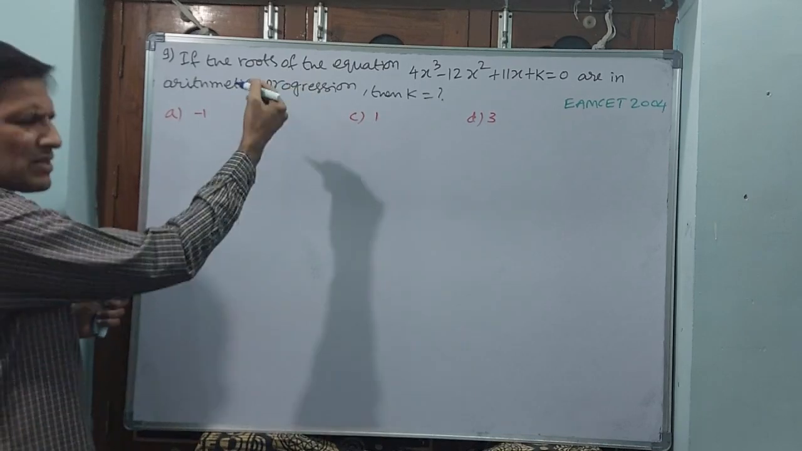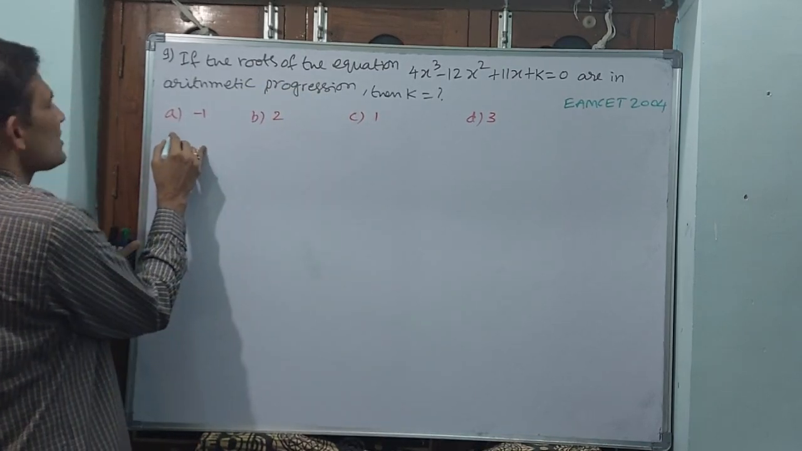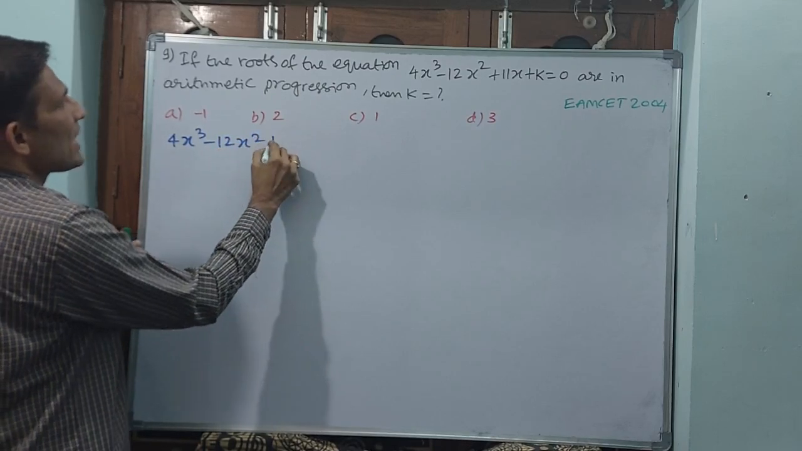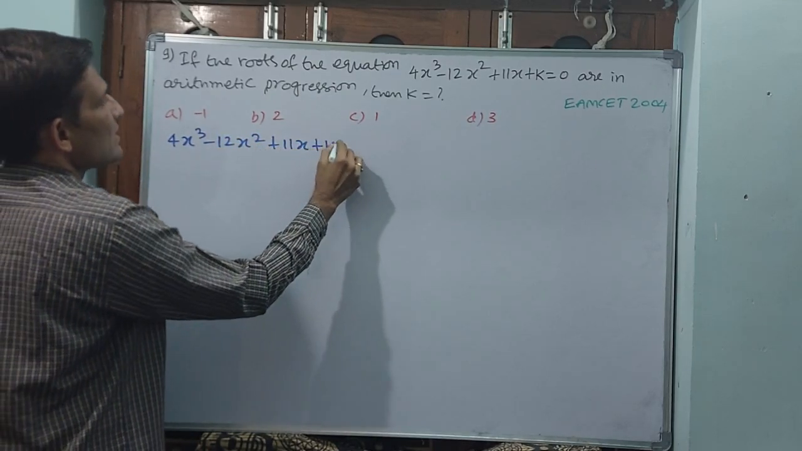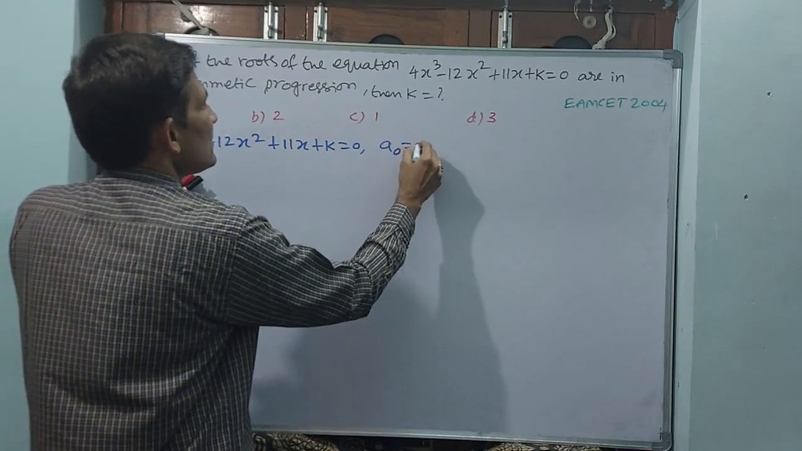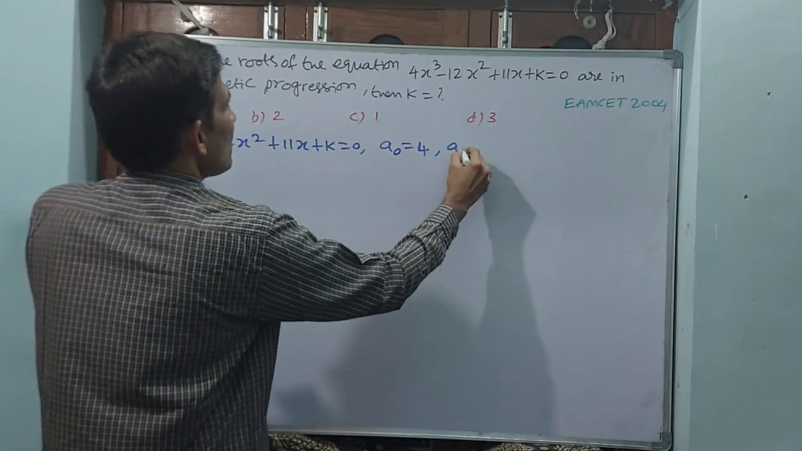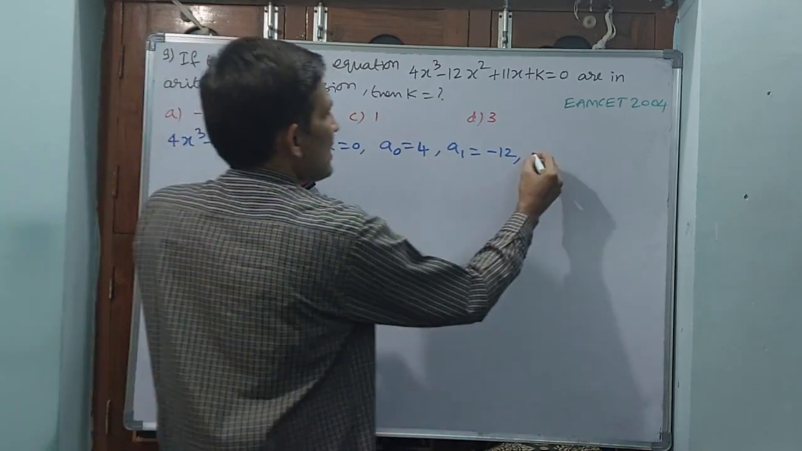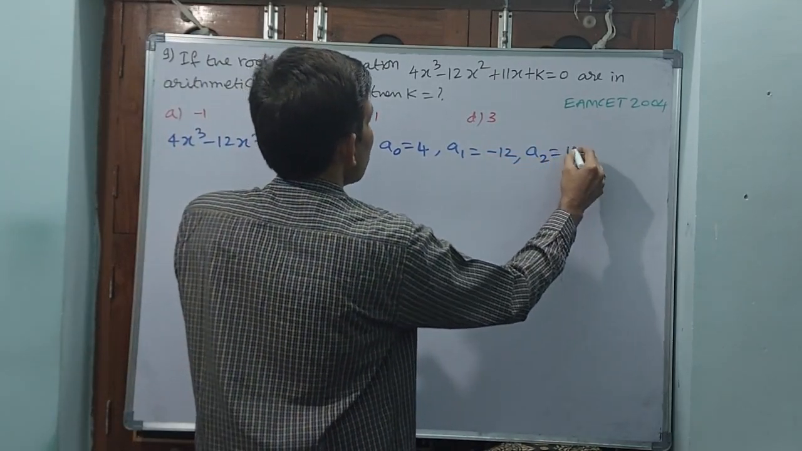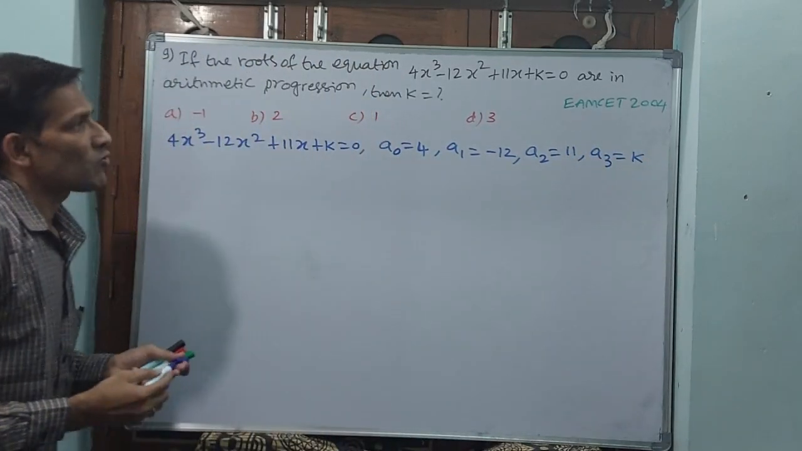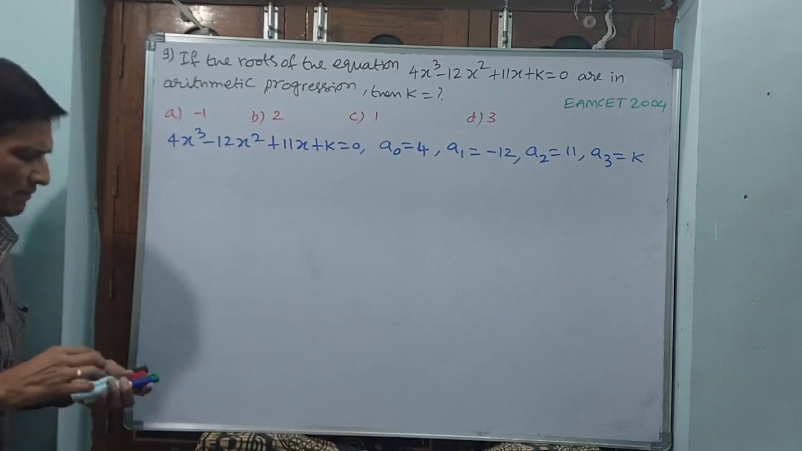First write the equation, remaining all as like earlier standard practice you do. 4x cube minus 12x square plus 11x plus k is equal to 0. A0 is 4 here. Okay. A0 is 4, A1 will be minus 12, A2 will be 11, A3 will be k. That means see A3 you have to find. Let us see what will happen and all.